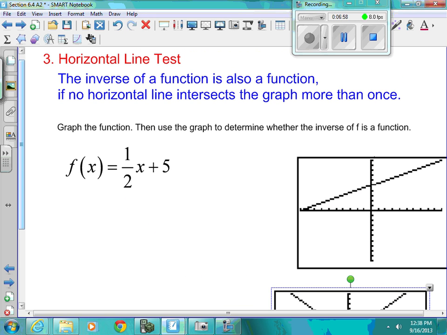Okay, the horizontal line test. Horizontal line test is similar to the vertical line test. The vertical line test let us know if a relation is a function based upon its graph. Whenever you drew a vertical line on the graph and it crossed in one place, then it was a function. If you drew a vertical line and it crossed the graph in more than one place, then it's not a function. Well, the horizontal line test kind of goes along those lines, but it tests to see if the inverse of a function is also a function.